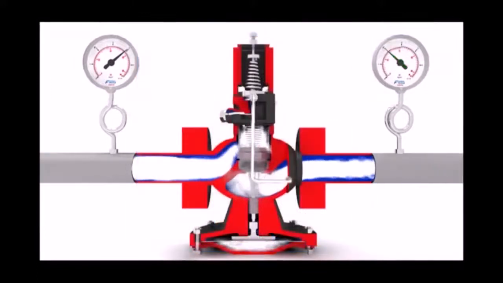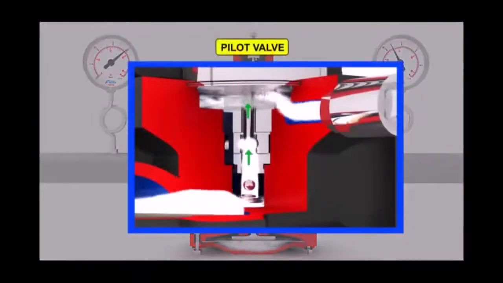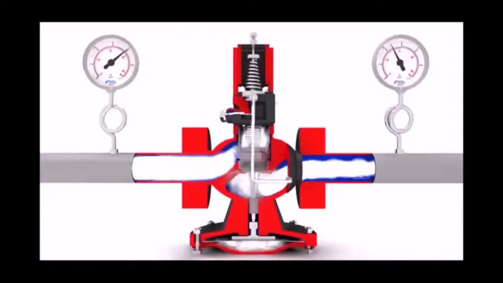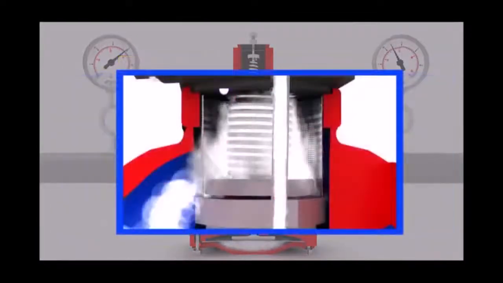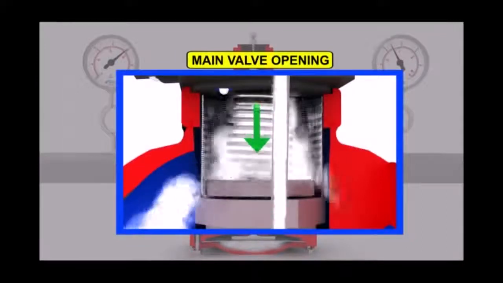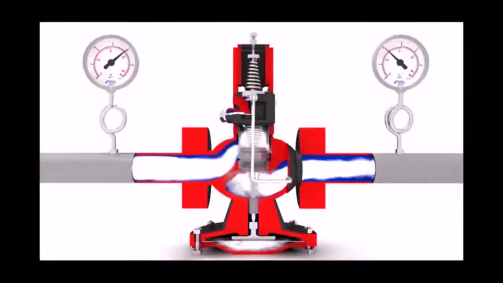Once the downstream pressure setting is done, an increase in the downstream pressure caused by a reduction in the steam load will move the pilot valve plunger upward and reduce the control steam flow under the main diaphragm, which in turn reduces the opening of main valve and maintains the set downstream pressure.